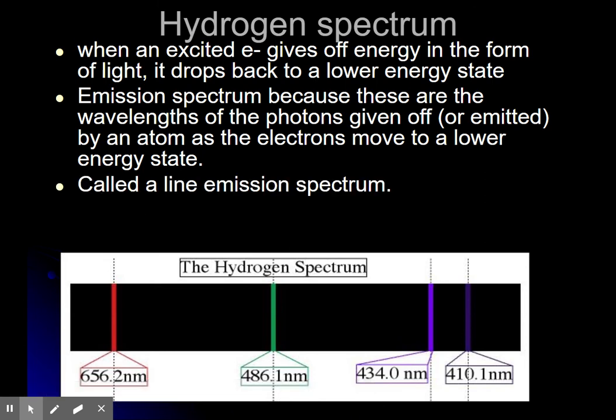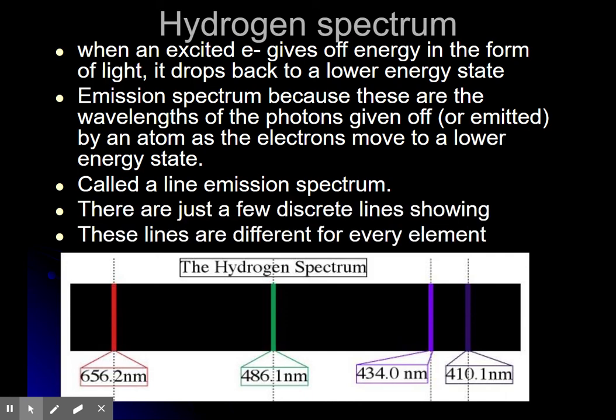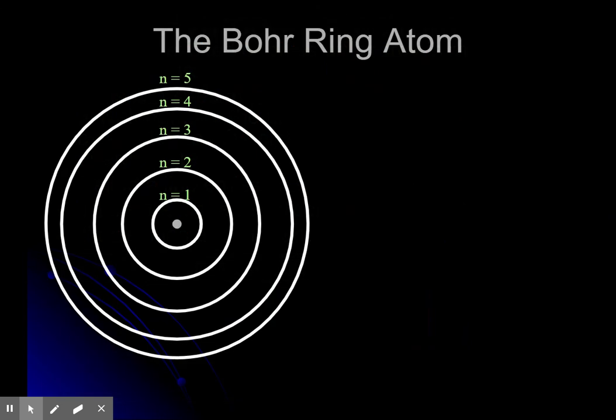And we call it a line emission spectrum because they are lines. And they're different for every single element. So here I'm going to show you a Bohr model, and we're going to look at one that's on your reference tables as well. We've got to be able to interpret it.